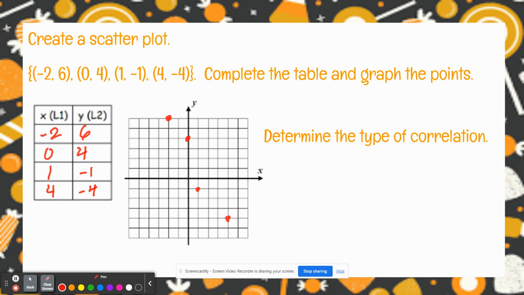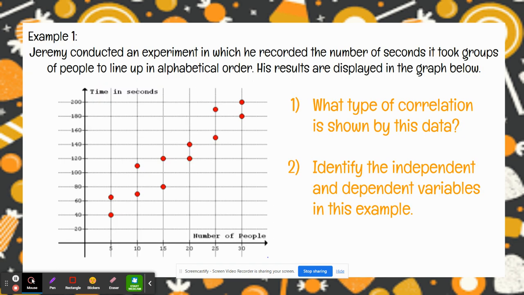So from there, you can see this sort of a trend happening with my graph. It's going downward, right? So to determine the type of correlation, that would be called a negative because from left to right, it's going downward. Okay. Jeremy conducted an experiment in which he recorded the number of seconds it took groups of people to line up in alphabetic order. His results are displayed in the graph. What type of correlation is shown by this data? So sort of like we did earlier, if we see the trend from left to right, it is moving in an upward trajectory, so that is considered a positive correlation.